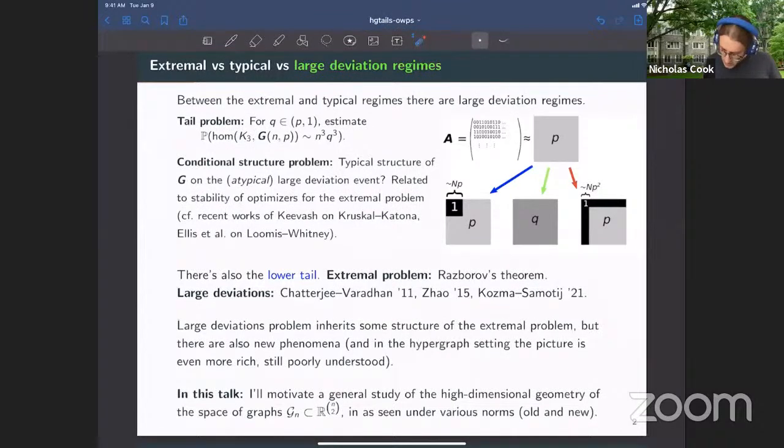In this talk, I want to motivate this study of large deviations from a quantitative perspective that you can think of as trying to understand the geometry of the space of graphs, seen as being embedded in R to the n choose 2. You can view it as a subset of matrices and study it as a subset of a normed space. Under various norms, you can learn things about the structure of these graphs and the geometry of the space and of level sets of functions you're interested in.